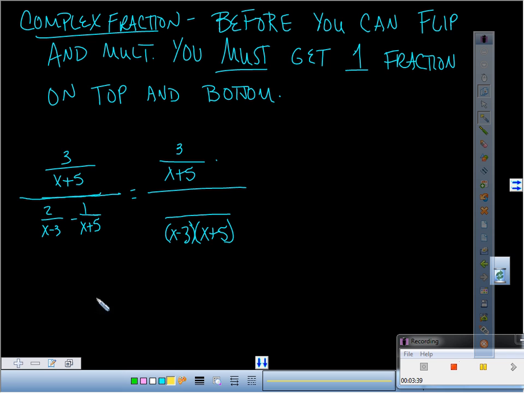Now, another little trick that I like to teach kids, watch this. What do you have to do to this denominator to make it look like this? What's missing? You multiply this by x plus 5, and when you multiply the bottom by x plus 5, what else do you have to do? Multiply the top by x plus 5.